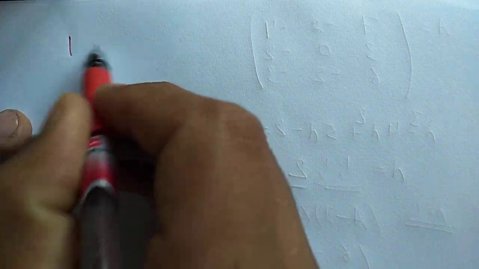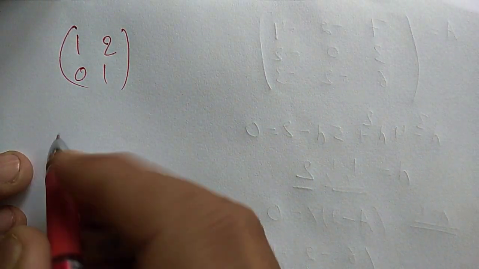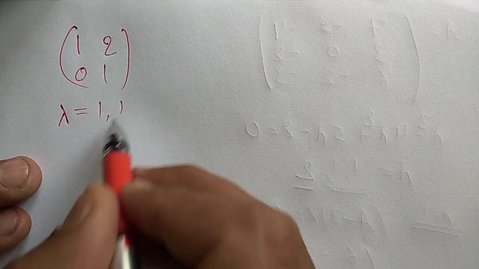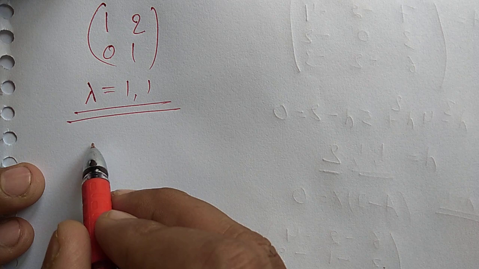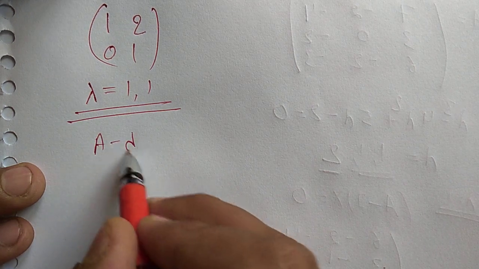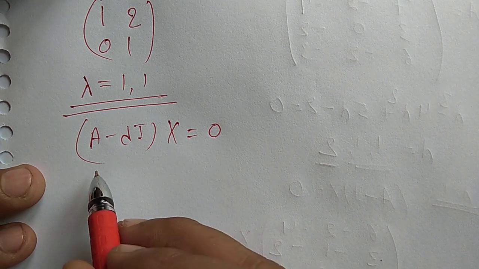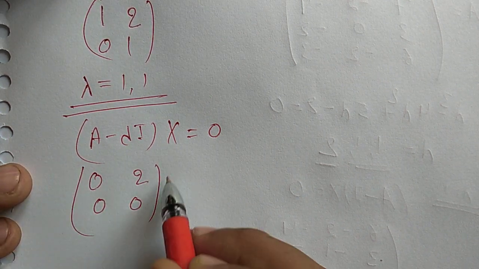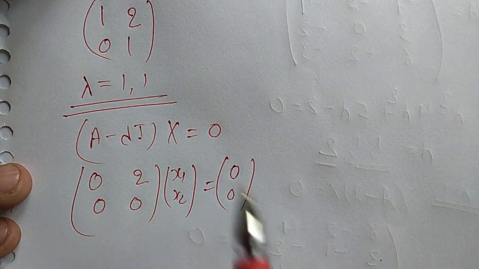So let us have one small example. The matrix is [1 2; 0 1]. So what are the eigenvalues? Eigenvalues will be lambda equal to 1, 1. So for the eigenvector, we need to solve (A minus lambda I)x equal to 0. So we have [0 2; 0 0] times [x1; x2] equal to [0; 0].